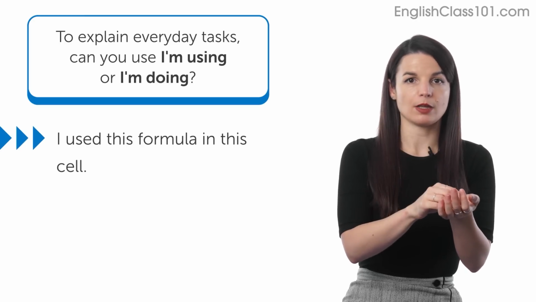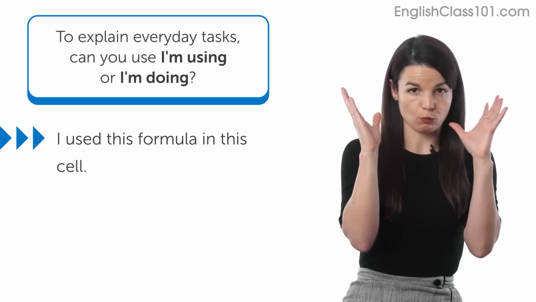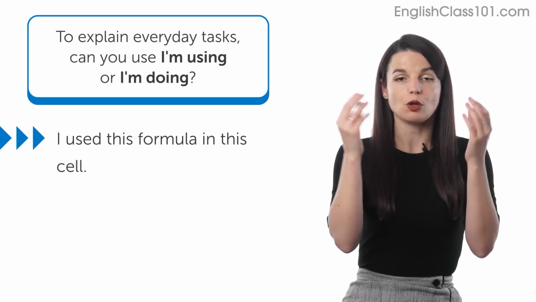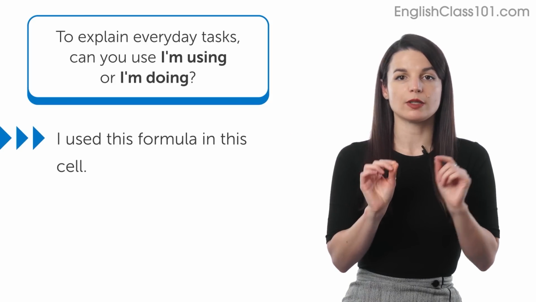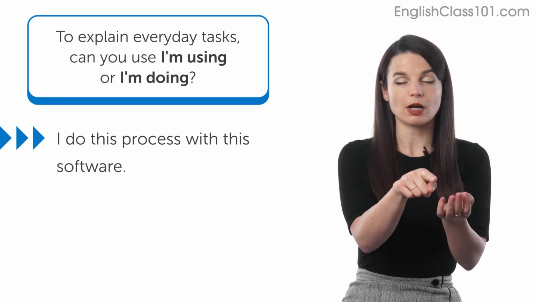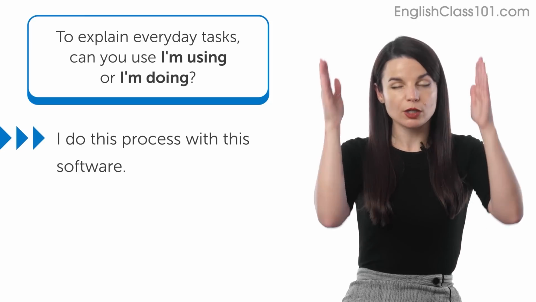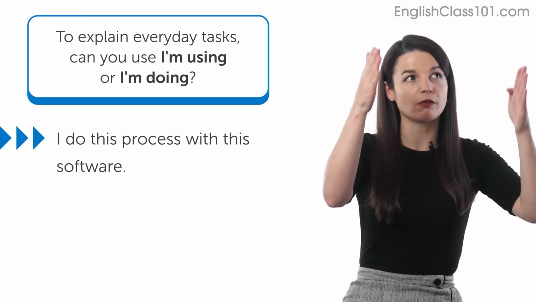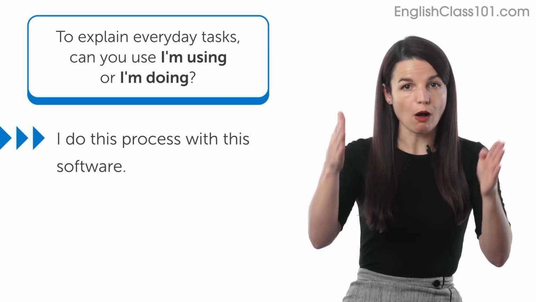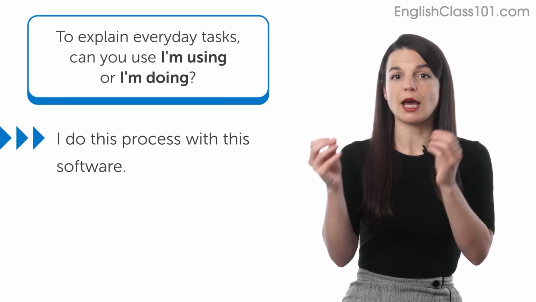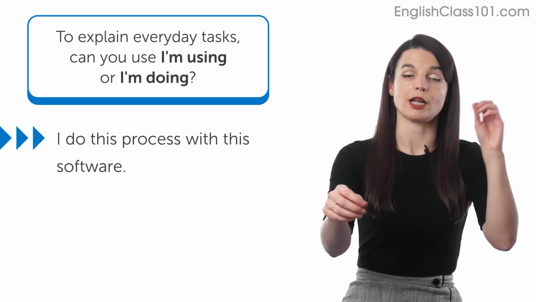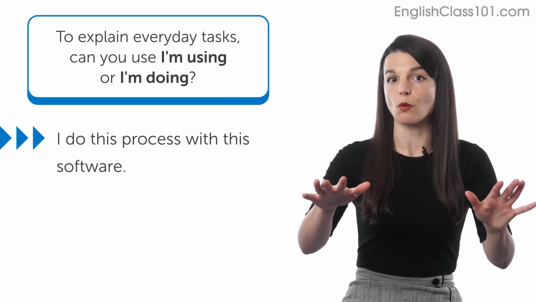So in your example, like, okay, for me, always, like my decision is always to use this formula in this cell. So when you explain that to your colleague, you say, okay, I use this formula in this cell, or I do this process with this software. So when you're talking about something that is kind of always the same, maybe in your team or in your workplace, you always do this. You can use that present tense verb form there. So I use this, I do this, I choose this, I save this, and so on.